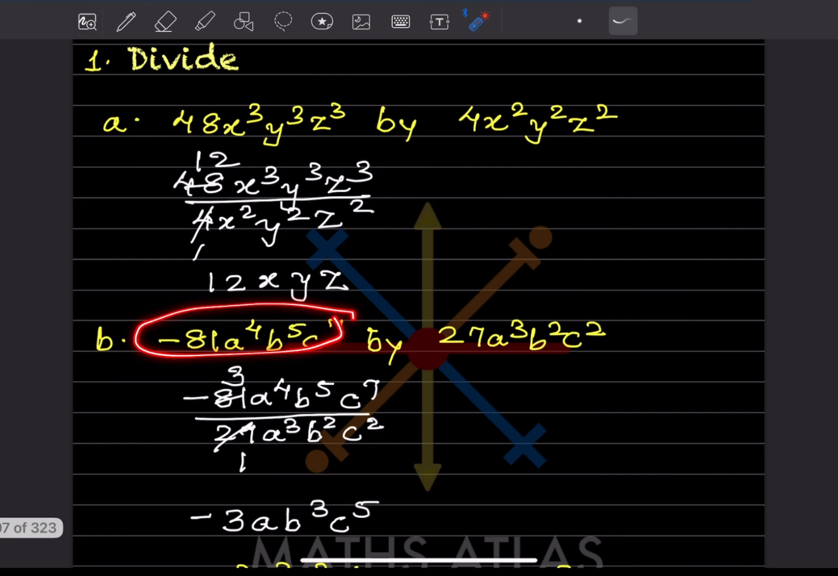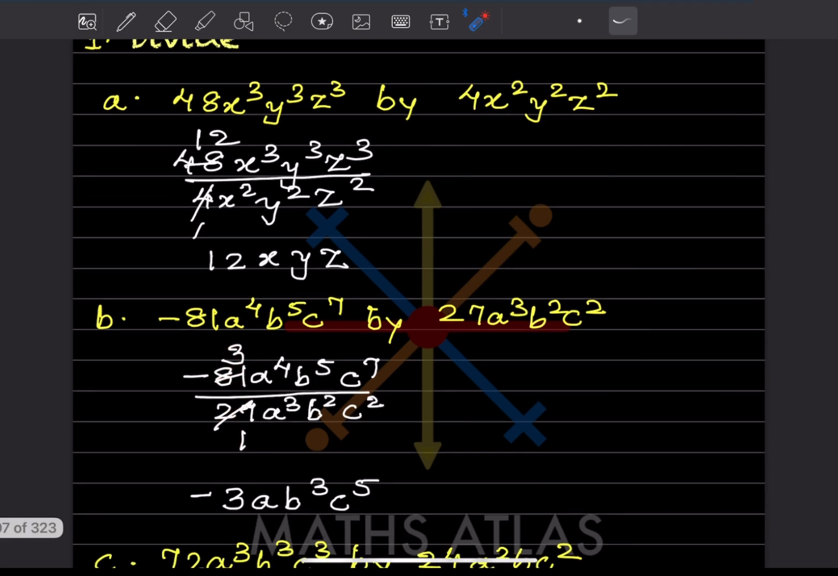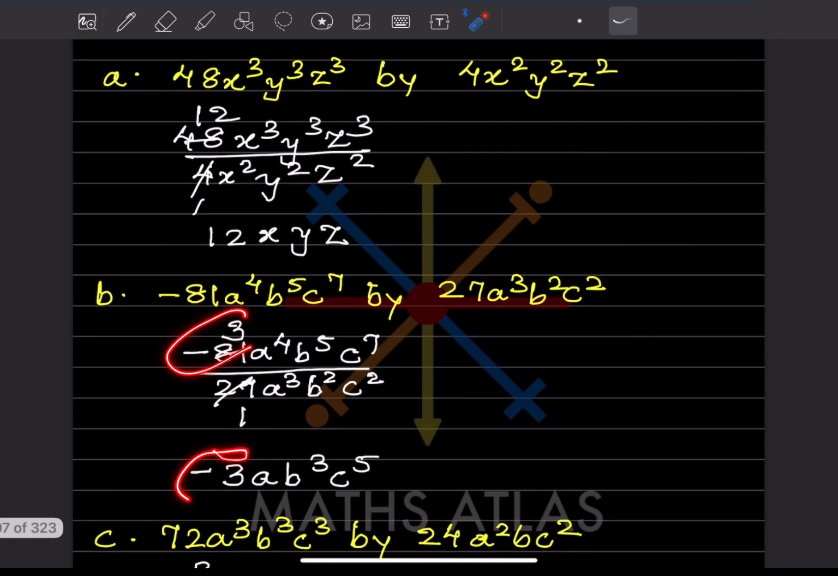Again, we will see for this one, this divided by this one. So 27 ones are 27, 27 threes are 9. Now the sign is going to be minus 3. Now let us see for a: 4 minus 3 is just 1, so we can write just a. This will be 5 minus 2, that is 3, b raised to 3. And 7 minus 2 is c raised to 5.